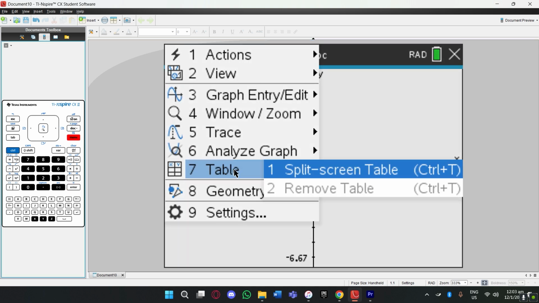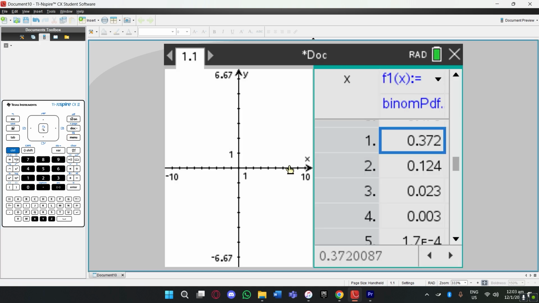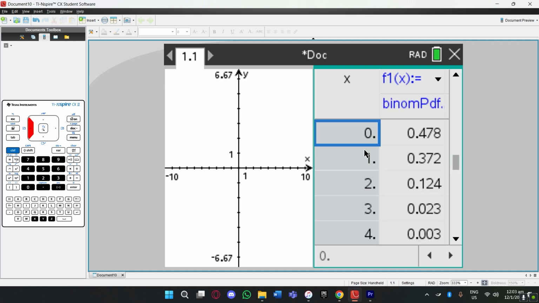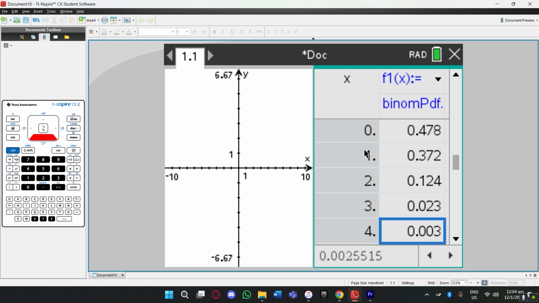Go to the menu, table, and split screen table. Now what this does is vary the values of x for integer values. So we have this over here, and we're varying the x. So when x equals 0, this gives us the probability that we draw no defective pens, and this probability is 0.478. Similarly, when x equals 1, this gives the probability that we draw one defective pen, which is Binomial PDF 7, 0.1, 1, and this is 0.372, etc.